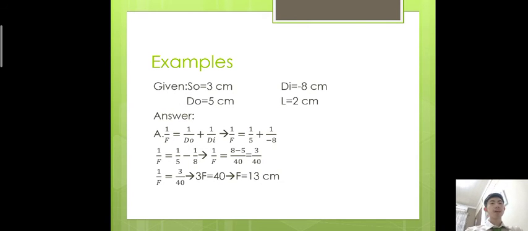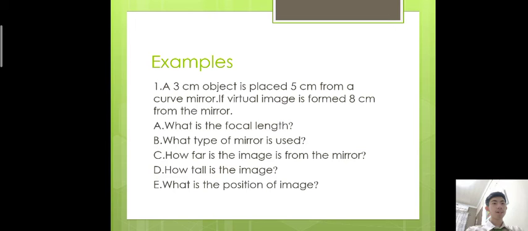Given: size of the object So is 3 cm, distance of the object Do is 5 cm, distance of the image Di is negative 8 cm, L is 2 cm. The distance of the image is negative 8 cm because it is written that it is a virtual image, so it's negative.